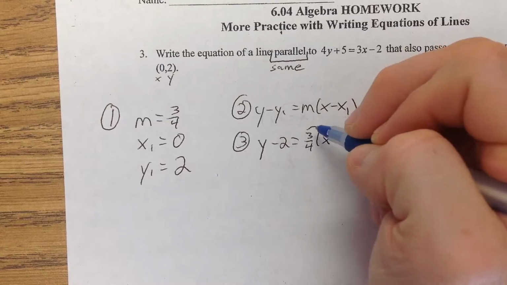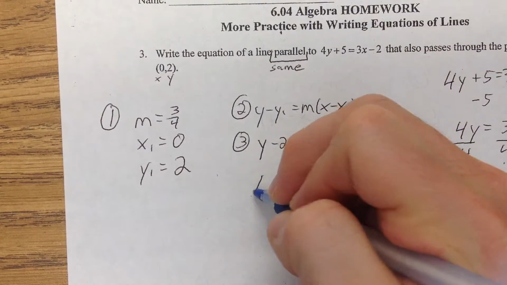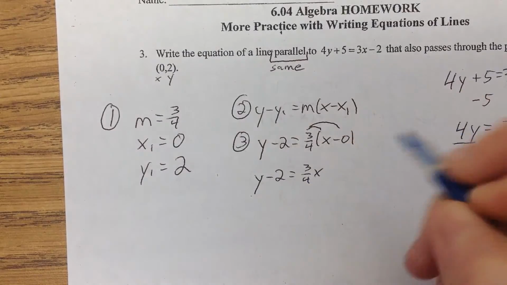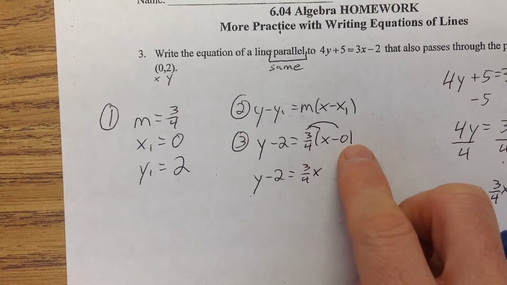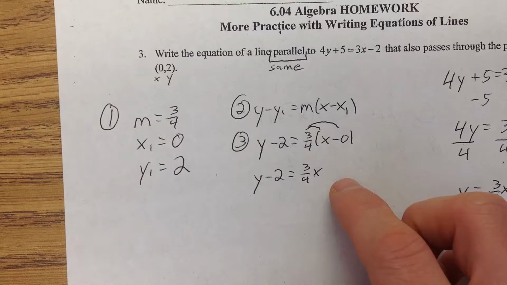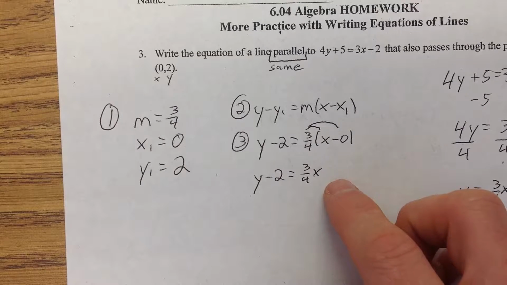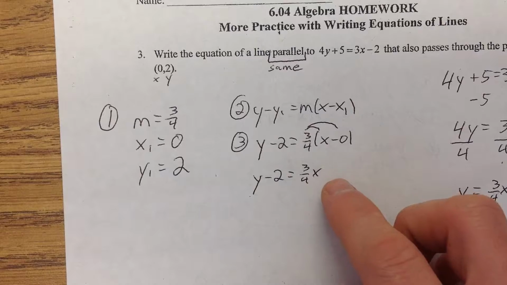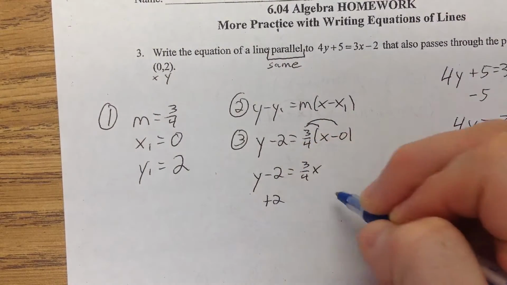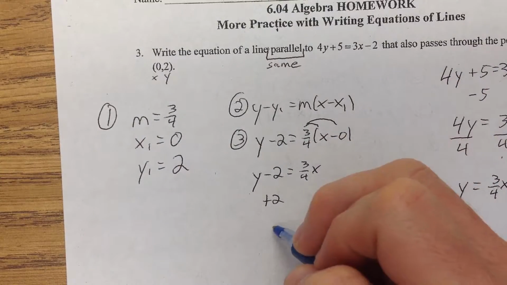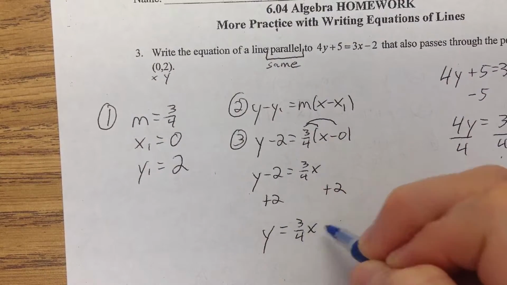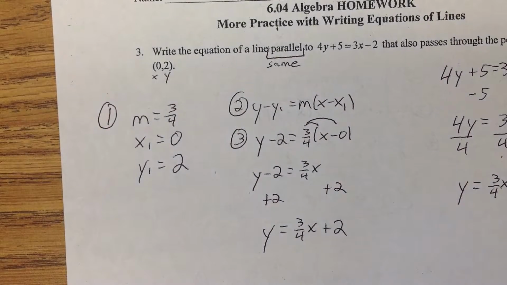All right, so we're going to distribute here. Now, y minus 2 equals 3/4 x. Now, 3/4 times 0 is just going to be 0, so I could write minus 0 here. I could write plus 0, but adding 0 or subtracting 0 doesn't change anything, so I'm just going to get rid of it. I'm just going to write 3/4 x, and then I'm going to add 2, and we end up with y equals 3/4 x plus 2. All right.